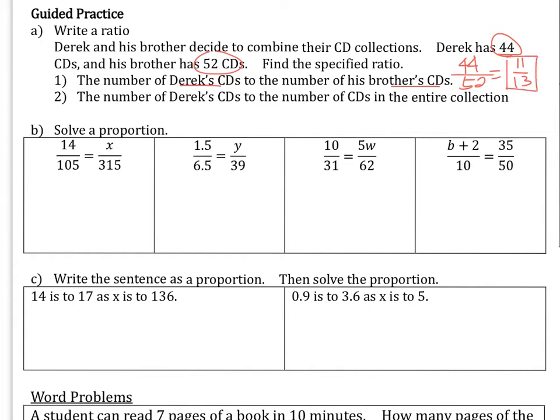Number 2, the number of Derek's CDs. So again, 44 to the number of CDs in the entire collection. So we need to take 44 and 52 and we need to add them together to get 96. And after we simplify this, it will be equal to 11 over 24.